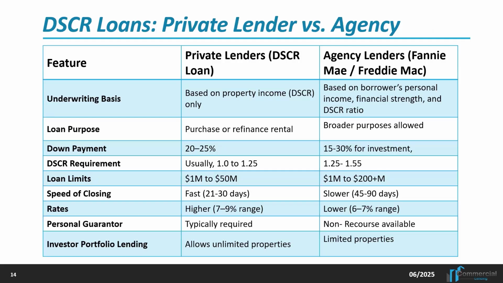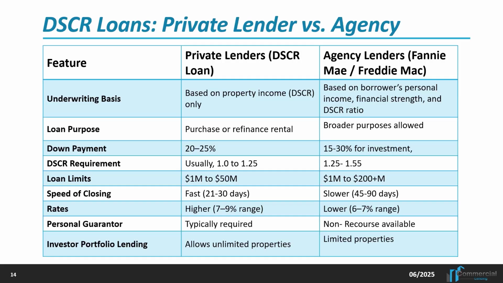Well, here we're trying to make a comparison between private lenders who provide DSCR loans and agency lenders, as we all know, that provide Fannie Mae, Freddie Mac. Firstly, private lenders provide loans based on the property income, whereas agency lenders provide them on the basis of borrowers' personal income, financial strength, and DSCR ratio. Then, for private lenders, the loan purpose could be purchase or refinance of rentals, whereas for agency lenders, broader purposes are allowed. And private lenders basically require 20 to 25% down payment, whereas agency lenders require 15 to 30%.